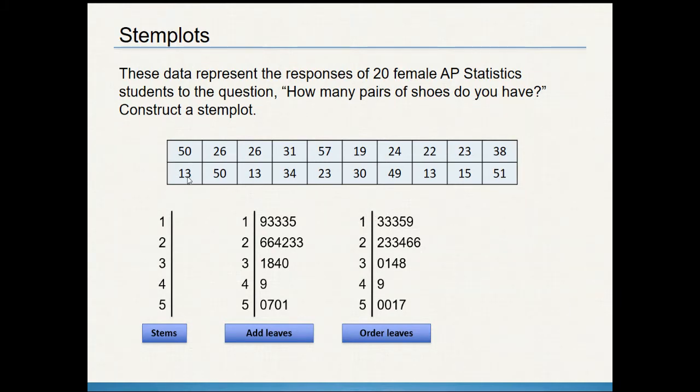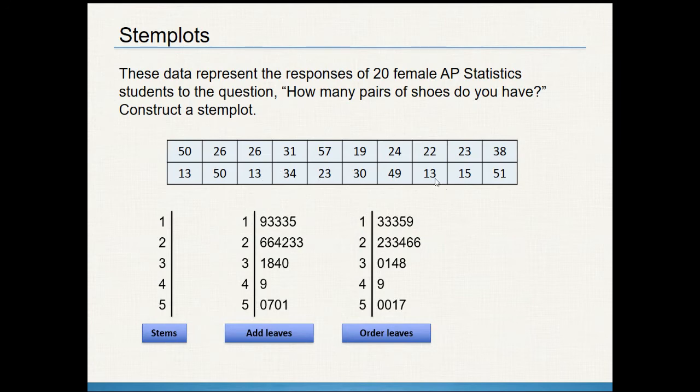So it was 13, so the leaf is 3. The final digit in the number is the leaf. The first number, all the numbers before it, is the stem. So I would go through and find that, and then I would mark it off, maybe with a little check right next to that point, so I know I've used that one.